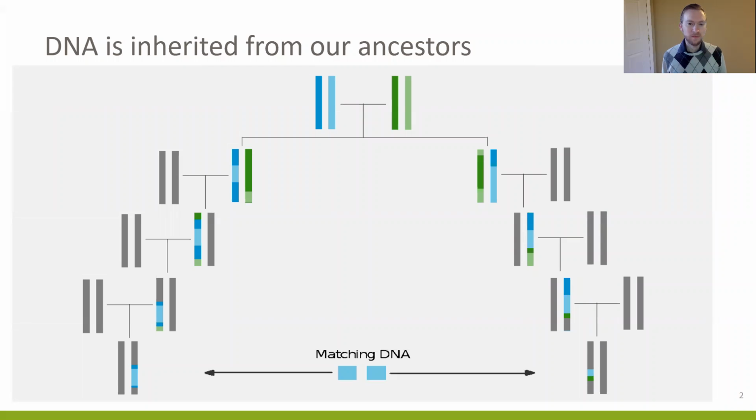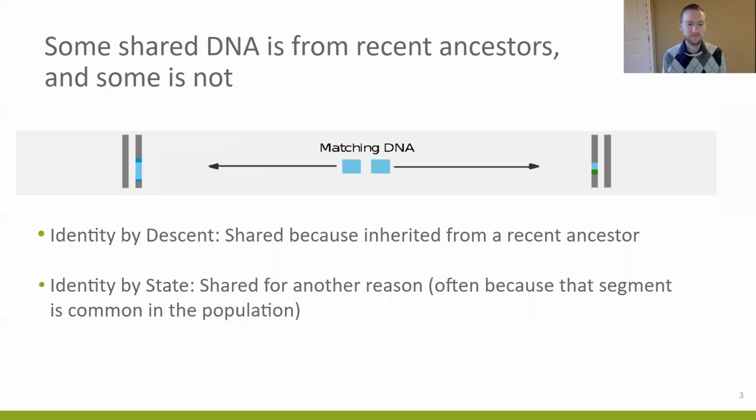Like you all know, we inherit DNA from our ancestors, half from mom and half from dad, and our parents inherited DNA from their ancestors. Some of the DNA we inherit from our ancestors is shared with other descendants. We call this matching DNA. Finding matching DNA between two individuals is super helpful when we're doing our genealogy.